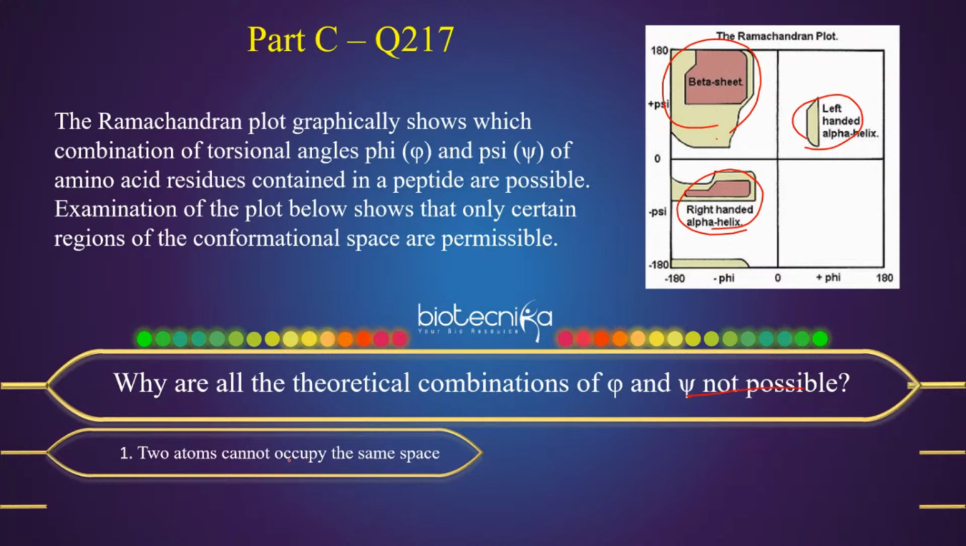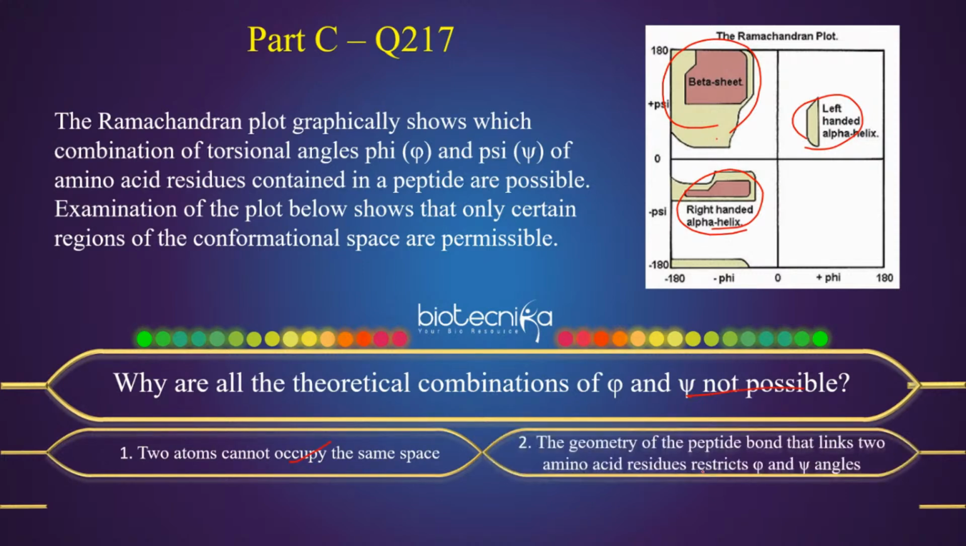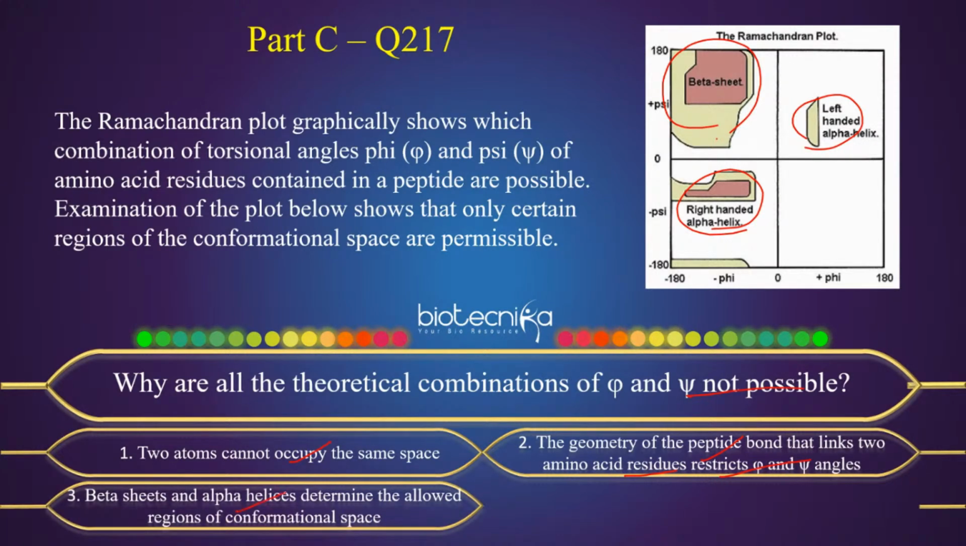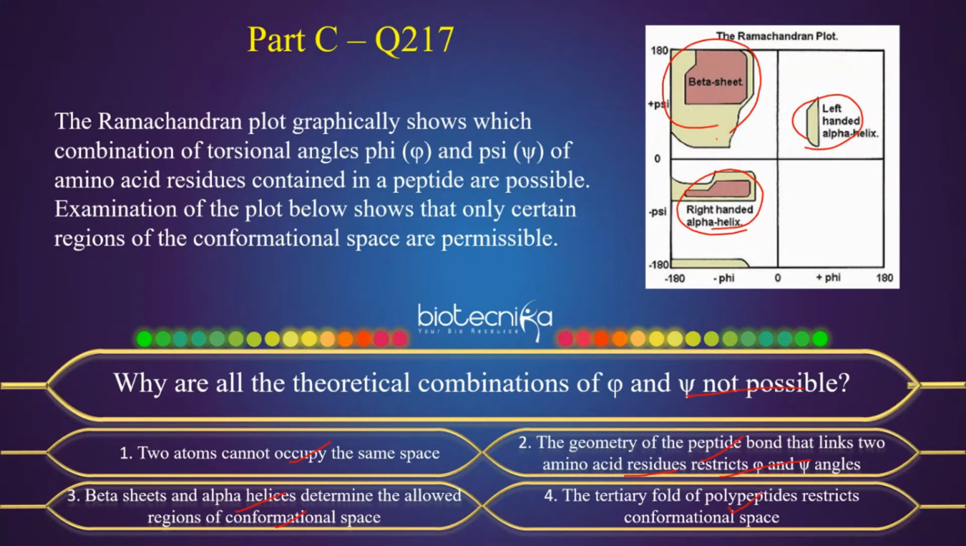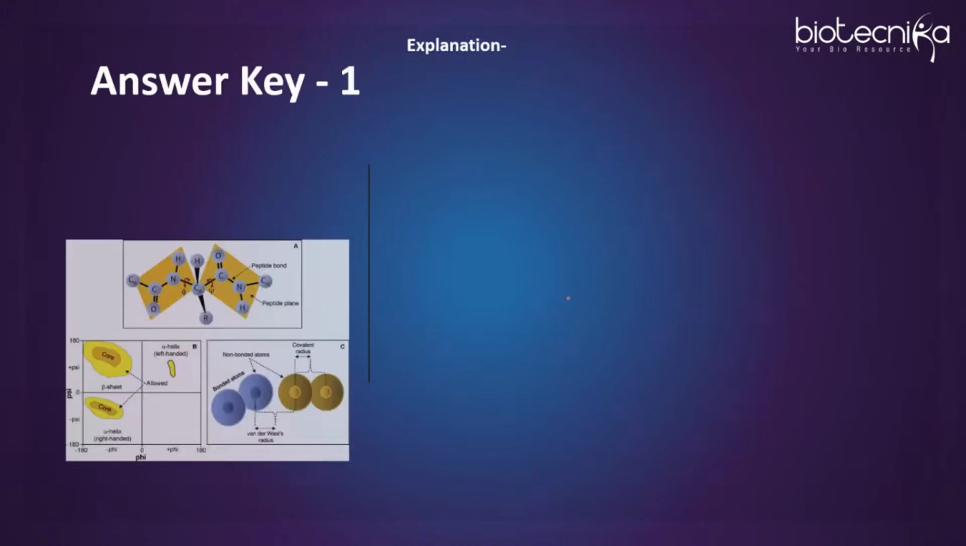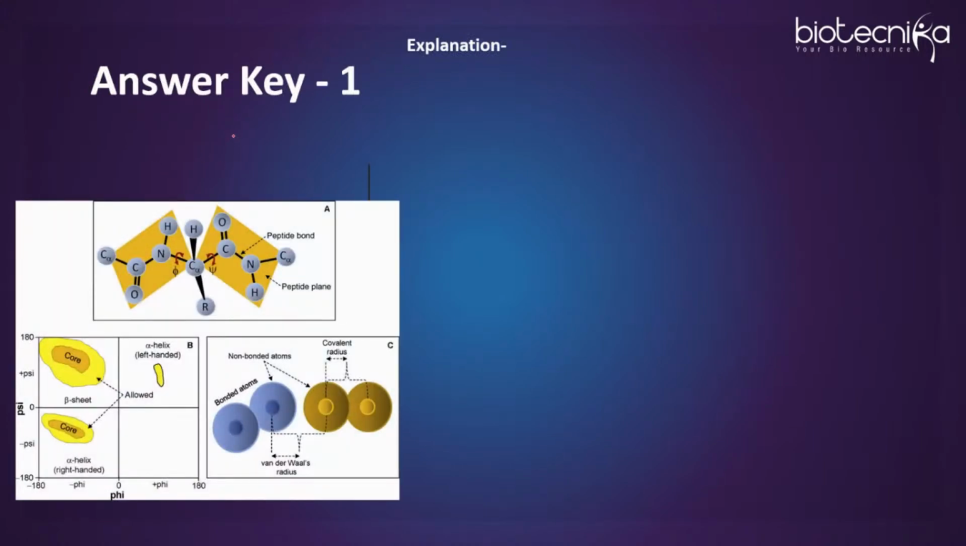One option is that two atoms cannot occupy the same space. The geometry of the peptide bond that links two residues restricts phi psi. Beta sheets and alpha helices, that is secondary structures, determine the region of conformational space, or the tertiary fold of the polypeptide restricts conformational space. Now, if you know about the Ramachandran plot, the answer key is option 1.